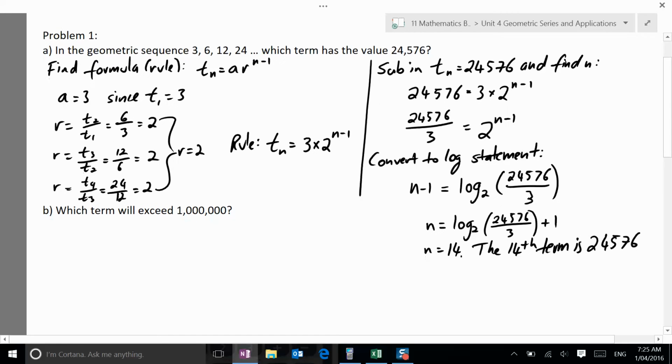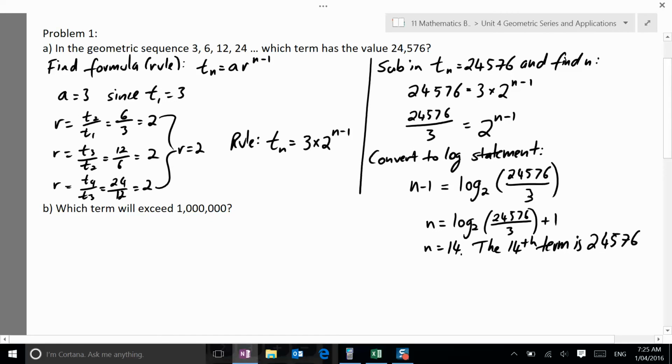Okay, if I wanted to justify my answer, how could I check it? I could find what T14 is and just put that into my rule, and hopefully I get 2,457,6. Just to justify your answer. Good communication, justification.